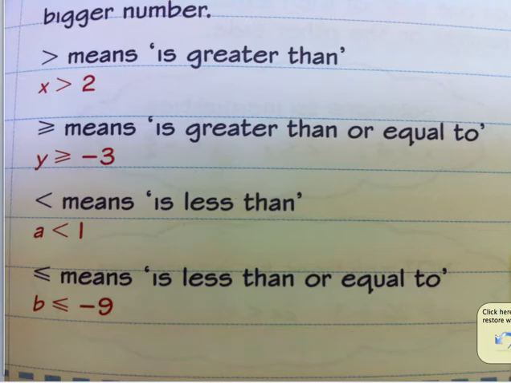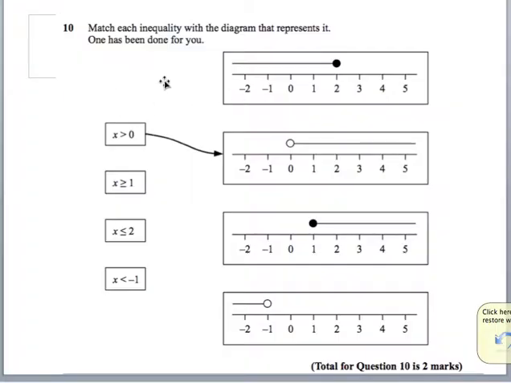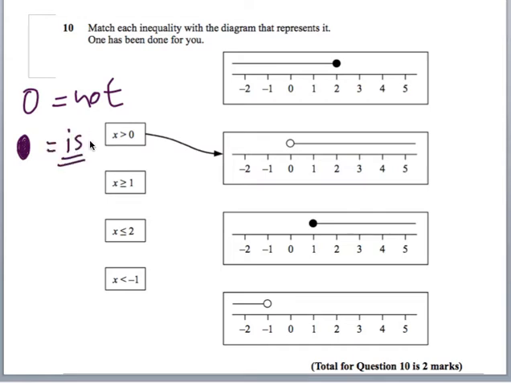Now, a question that you might be asked is to match an inequality with a diagram that it represents. The things that we need to understand here are that if we see an open circle, it means that the number that is next to it is not included. So an open circle means not included. But a closed circle, or a filled-in circle, means that number is included.